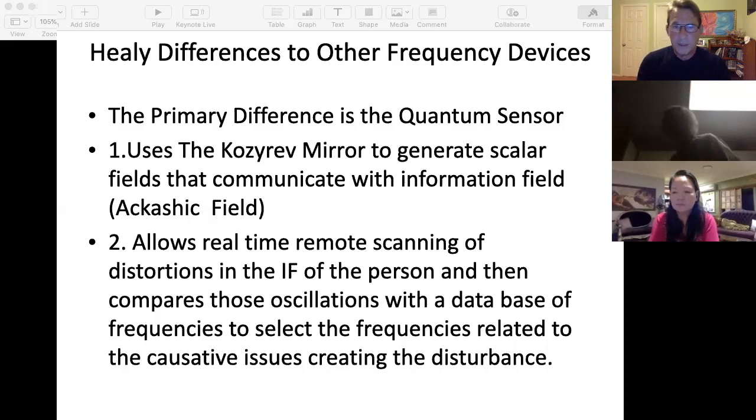So most frequency devices focus on treating the physical etheric level, whereas the Healy and the time waver technology is focusing on the upstream emotional, mental, and spiritual layers of the soul in the sixth dimension and above. So we believe that from a causative perspective, most diseases and disorders in health are a physical manifestation of a mental, emotional, spiritual dysfunction. And that's causing the lack of the energetic flow coming down through these dimensions to get into the physical body.